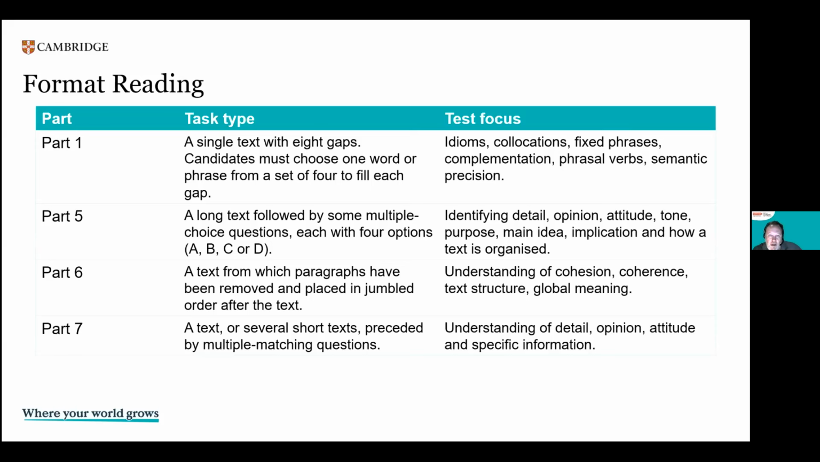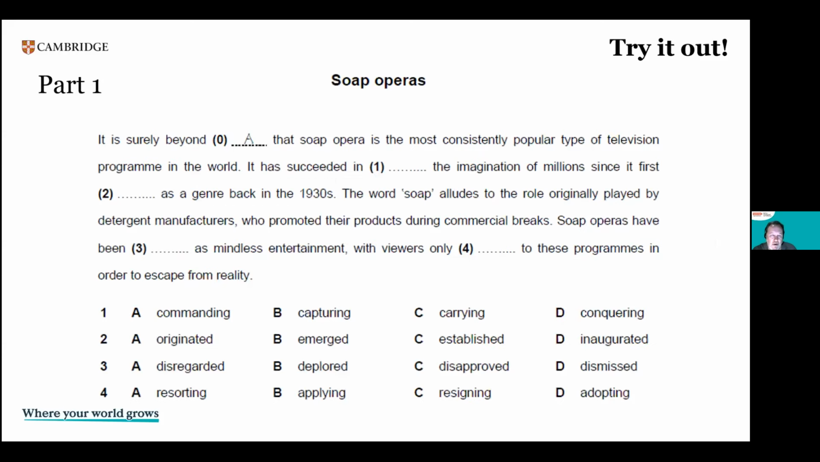This is an example of part 1. You'll see that there are various gaps, and each gap has a list of 4 words corresponding. Notice the words are all possibly very similar in meaning, but only one works. So maybe just in the chat box, have a look at number 1.